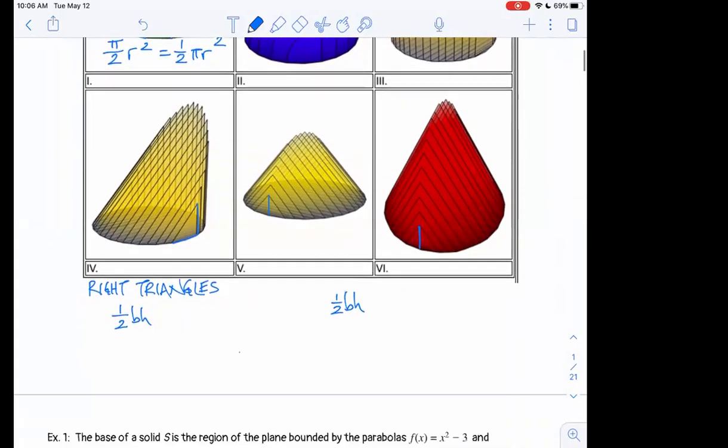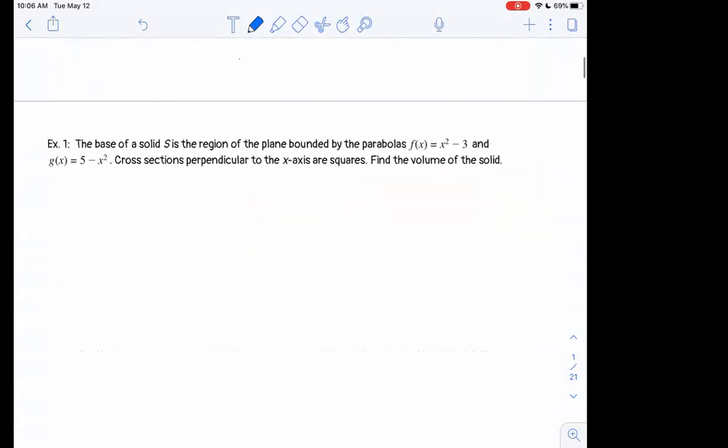So let's take a look at example 1. Example 1 says, the base of a solid S is the region of the plane bounded by the parabolas f of x equals x squared minus 3 and g of x equals 5 minus x squared. Cross sections perpendicular to the x-axis are squares. Find the volume of the solid, okay?